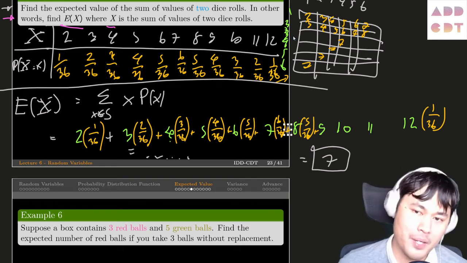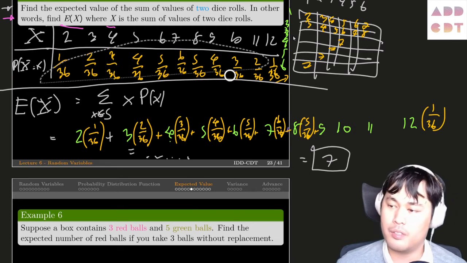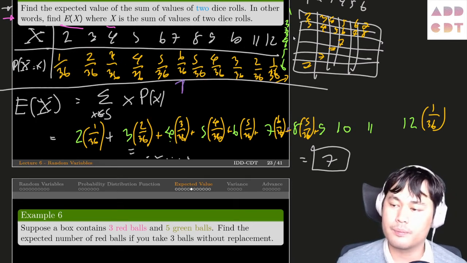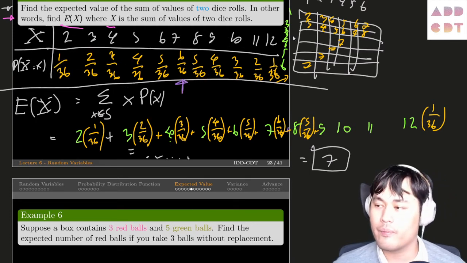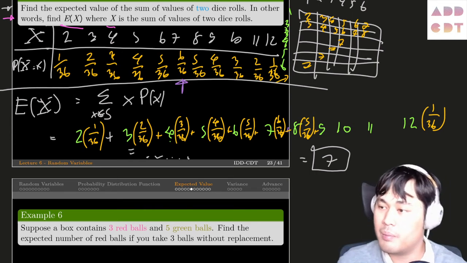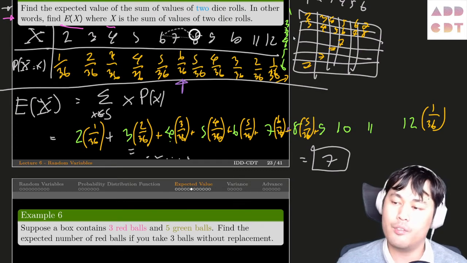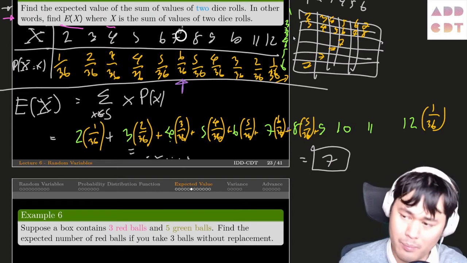And in the end, it kind of makes sense, right? Because what value do you see the most? It's 7. And this shape is kind of symmetric. The probability to get a 6 and an 8 are the same. And if you take the average of 6 and 8, you're going to get 7, the value in the middle.